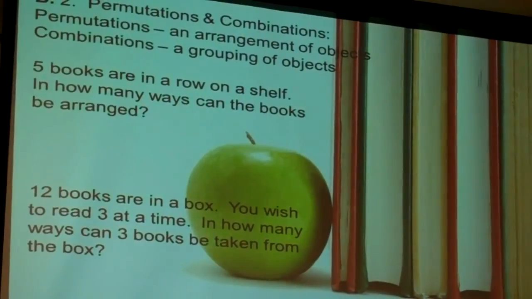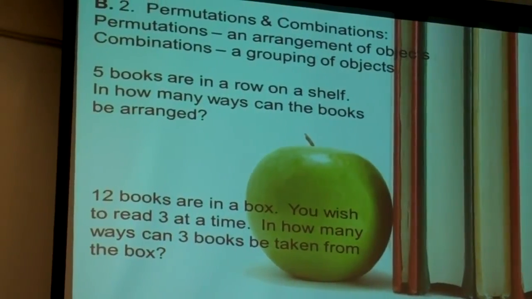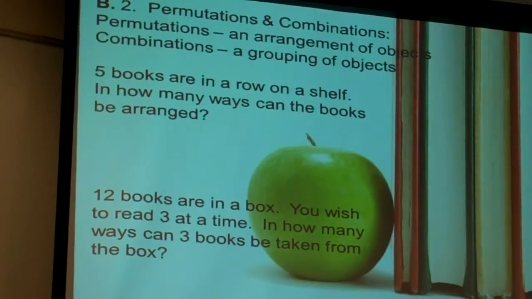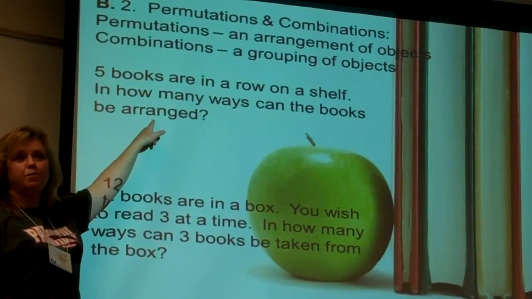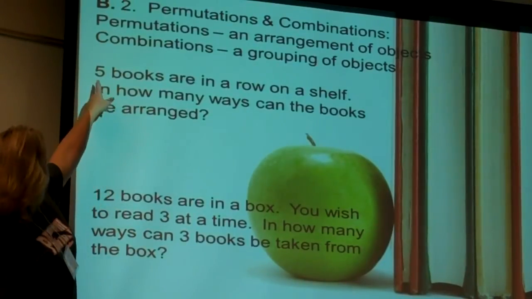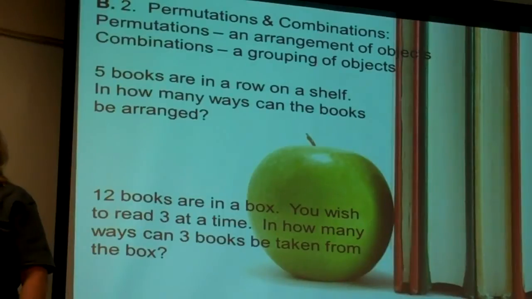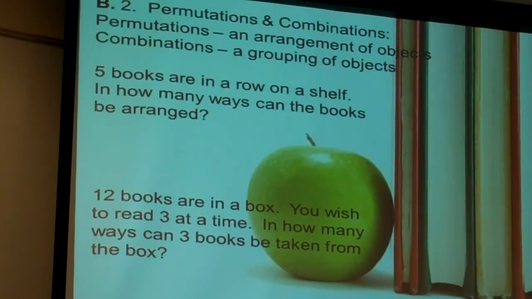All right, let's talk about permutations and combinations for just a minute. Remember, permutation means arrangement. Combination means grouping. Look at this first one. 5 books are in a row on a shelf. In how many ways can the books be arranged? Would that be a permutation or a combination? Permutation. What word gave that away? Arrange. Arrange means we have to put it in order. Permutation lets us know that. So if we have 5 books in a row, how many ways? Does anybody know? 120.